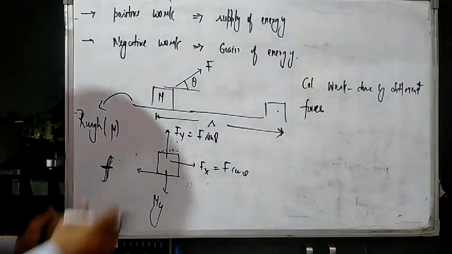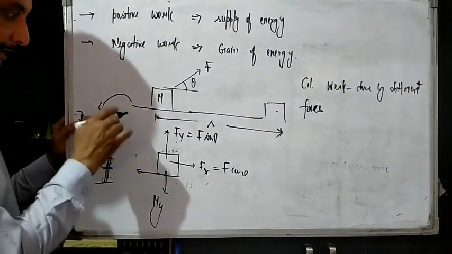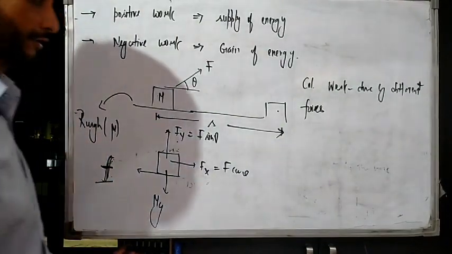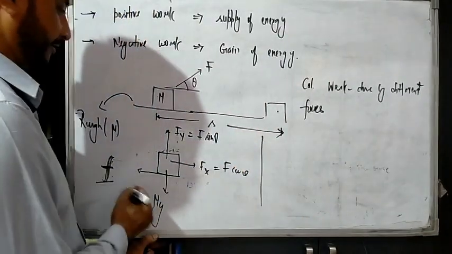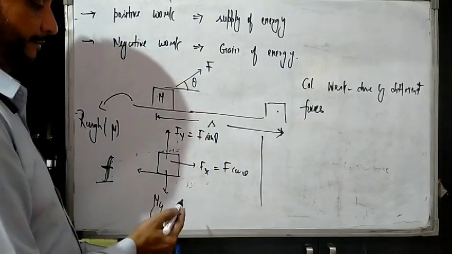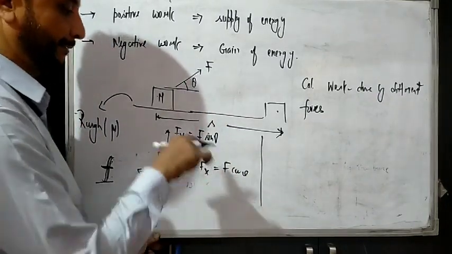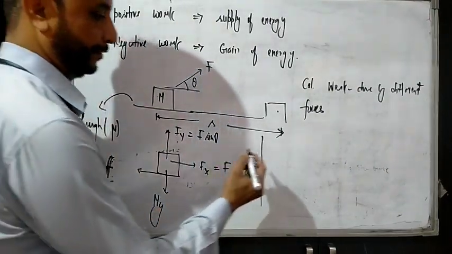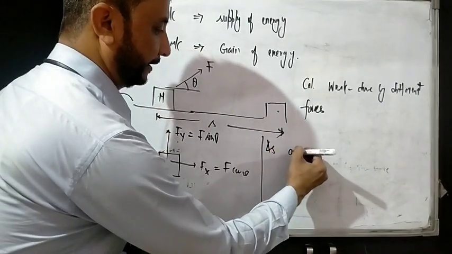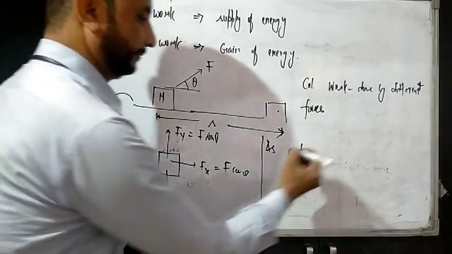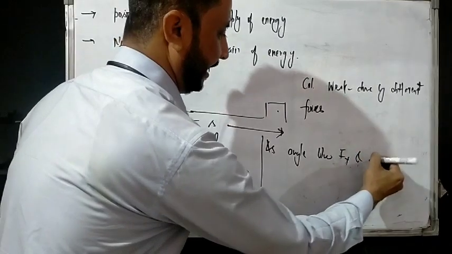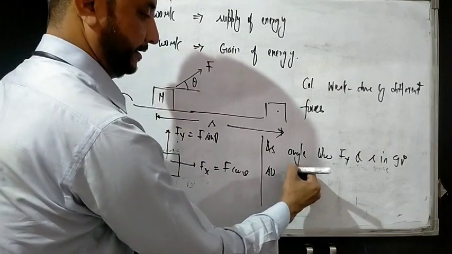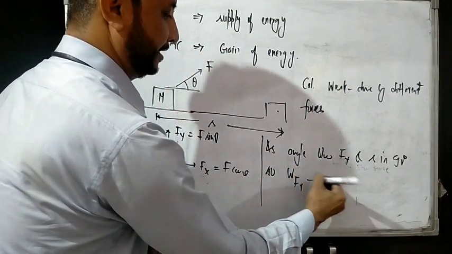Okay, so this is the friction acting on the block due to the ground, and you know that friction is also acting as a pair. So for the first force, if we talk about F sin theta, then here I am going into another concept of zero work done. Okay, so as the angle between Fy and S is 90 degrees, the work done by Fy is equal to 0.